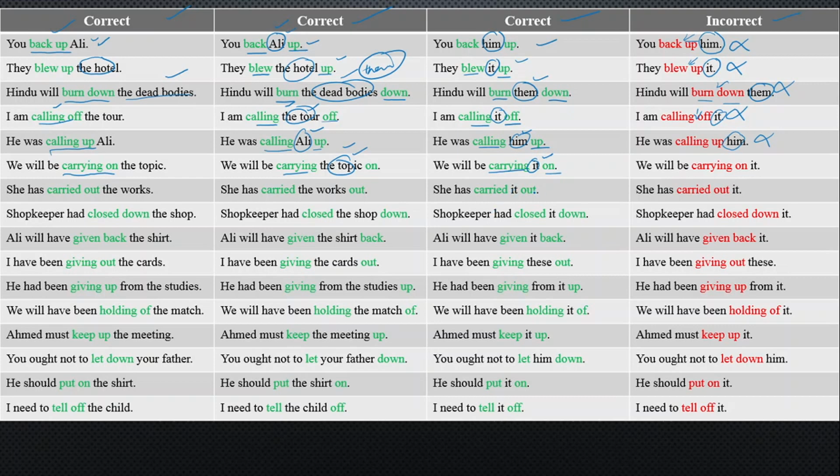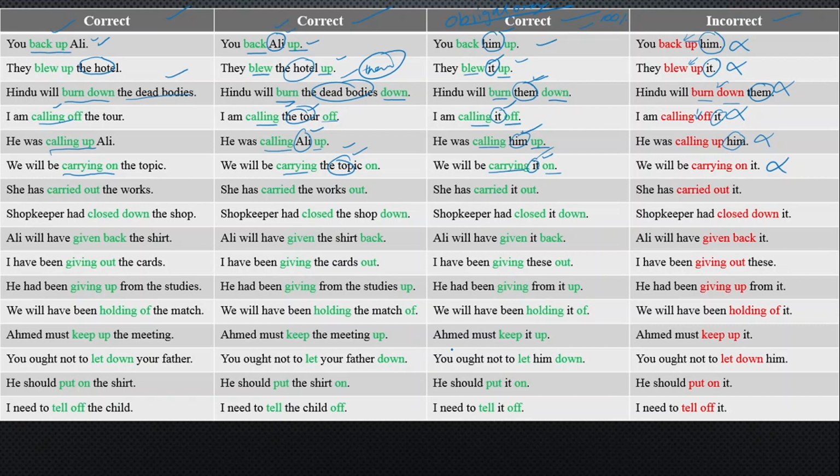Whatever the sentences are over here, these are obligatory to you. Obligatory, very very important, 100% you need to separate them. Why? Because your object is a pronoun. But if you don't separate it, like we will be carrying on it, then this sentence will be considered wrong.